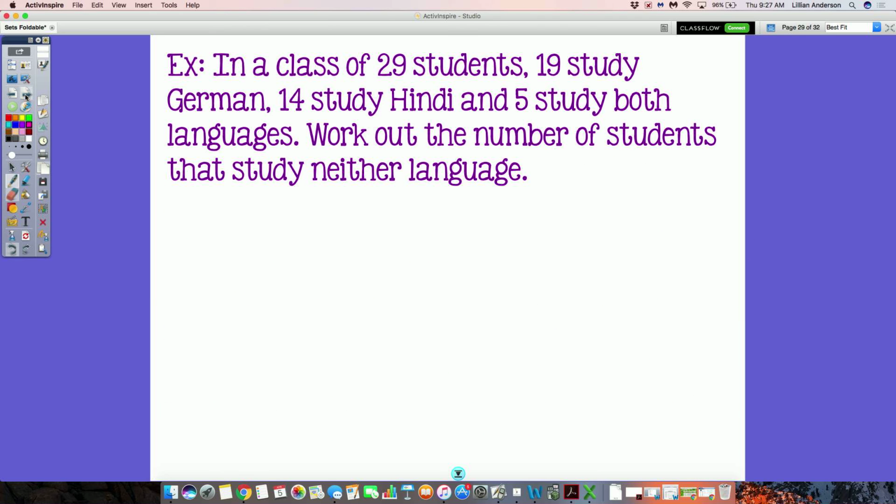All right, let's look at the next example. In a class of 29 students, 19 study German, 14 study Hindi, and 5 study both languages. Work out the number of students that study neither language. I'll give you guys a second to try to figure out this Venn diagram first before we go over it. How many students? Yeah. One student. You tell me one student did not study either language?